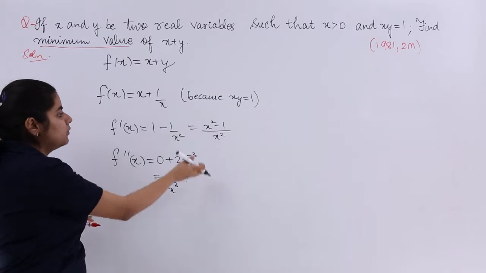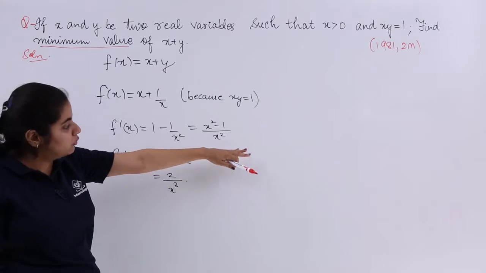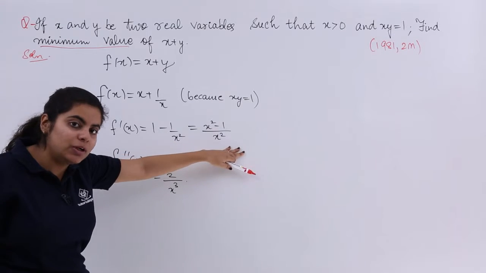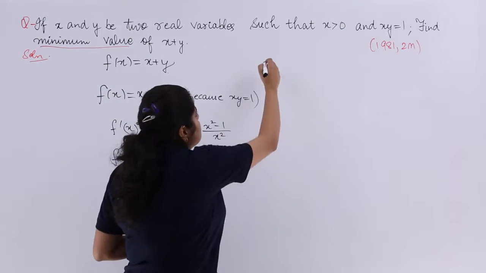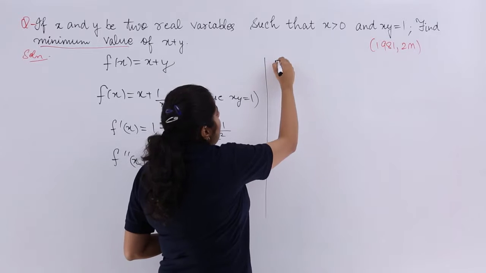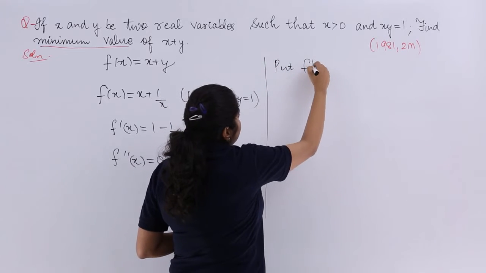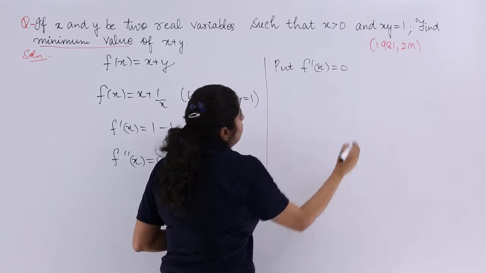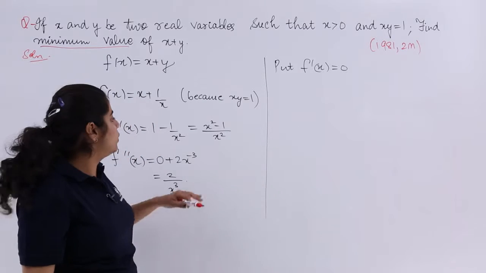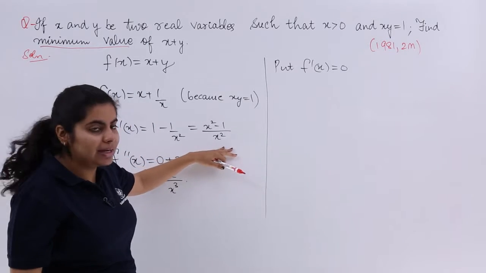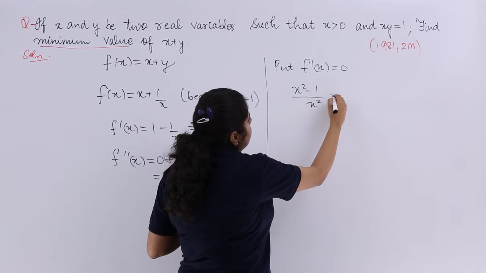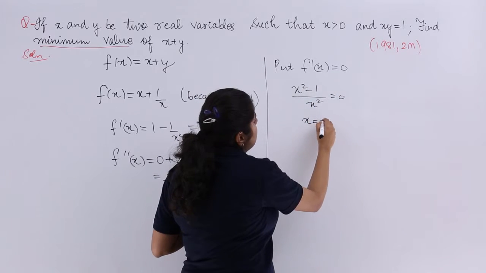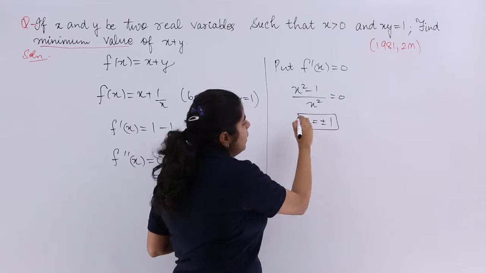Obviously, out of the second derivative and the first derivative, the first derivative should be put equal to 0, because we have to find out the minimum. So, what is the next step that I can do? I can put f dash x is equal to 0. So, putting f dash x is equal to 0 gives me x square minus 1 upon x square is equal to 0, or in short it is x is equal to plus minus 1 because x square is equal to 1.